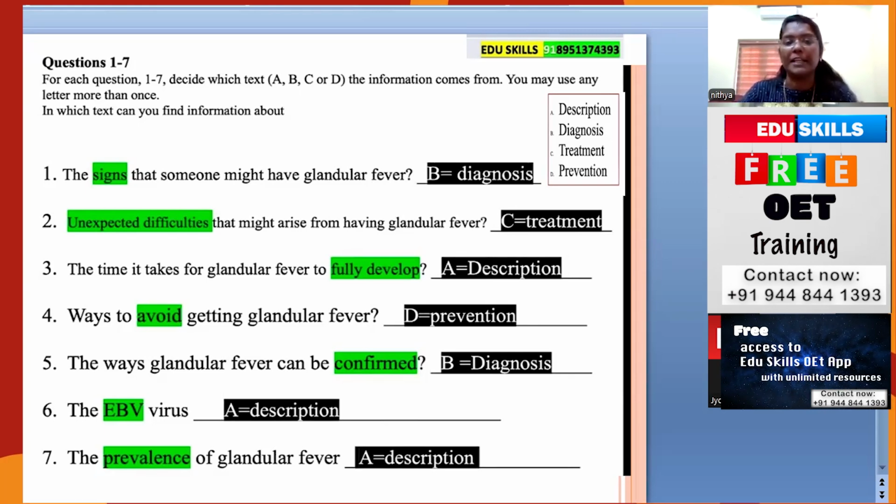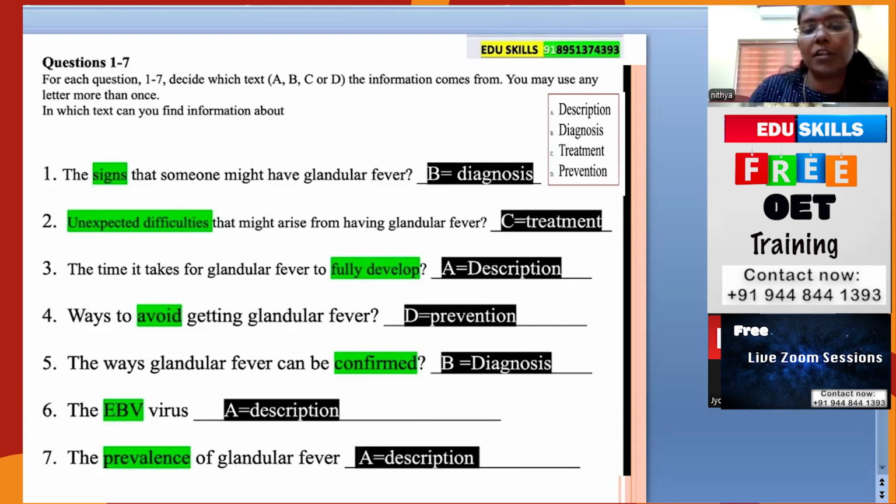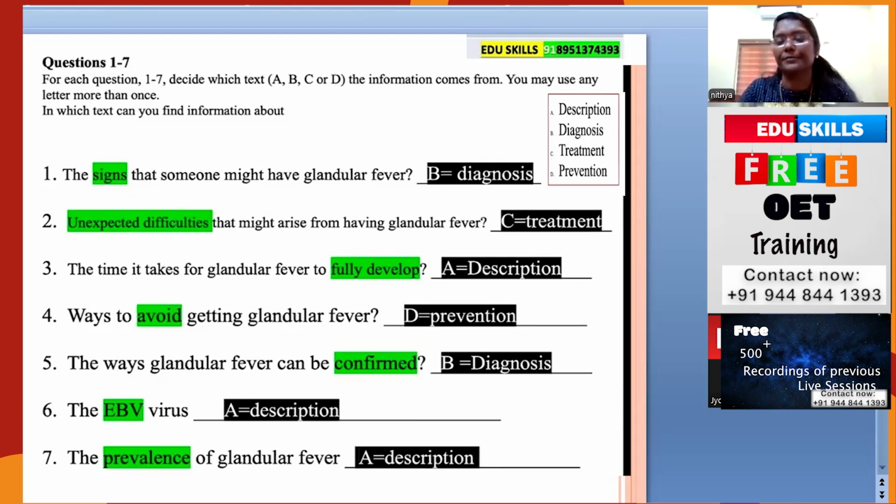Text A. Then ways to avoid getting glandular fever. Avoid, which text? Avoid or prevention? D, sister. Text D. Okay. Then the fifth question is the ways glandular fever can be confirmed. Confirmed means diagnosis. And the EBV virus, in which text can we see the description? A description. Then the prevalence of glandular fever. Prevalence is the number of people occurrence. Text A, the prevalence is there.